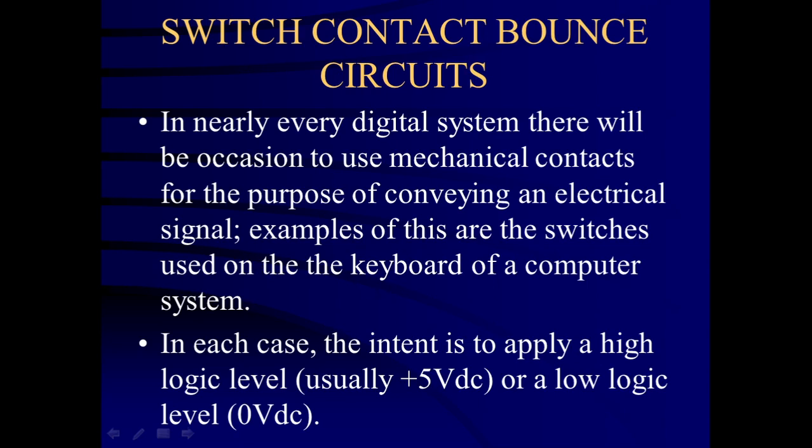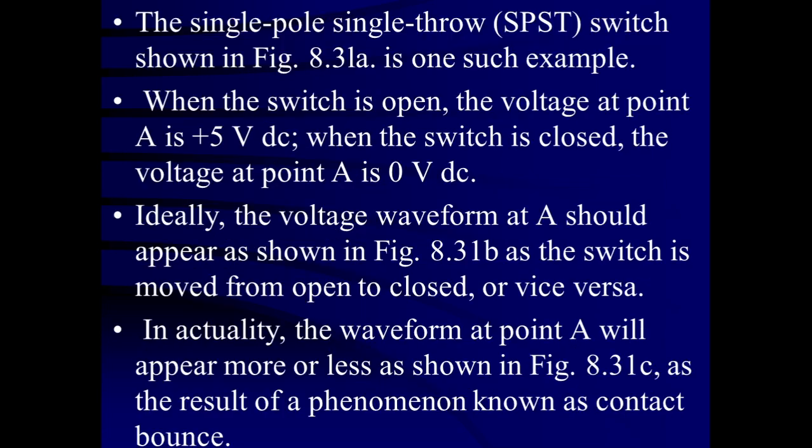In each case, the intent is to apply a high logic level, usually plus 5 volt DC, or a low logic level, 0 logic level, to the 0 volt DC. This single pole single throw SPST switch shown in figure 8.31a is one such example through which this kind of electrical signal can be provided to the digital devices. When the switch is open, the voltage at point A is going to be plus 5 volt. When the switch is closed, the voltage at point A is going to be 0 volt DC.